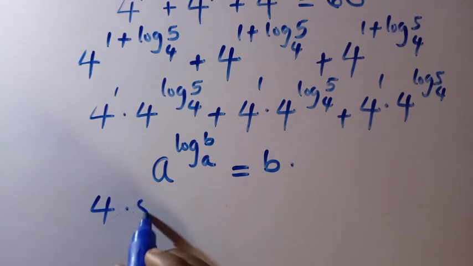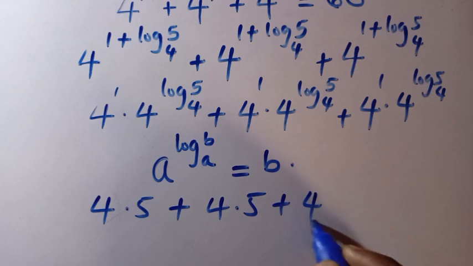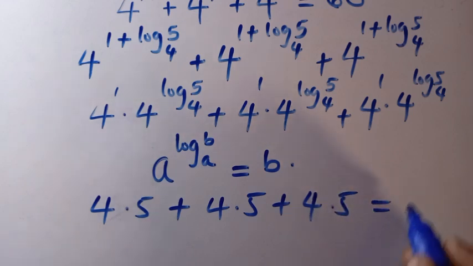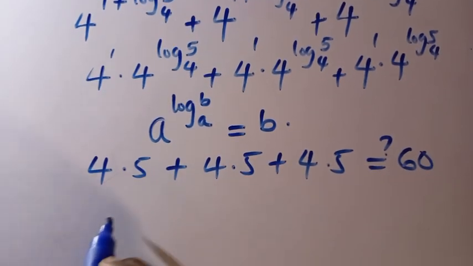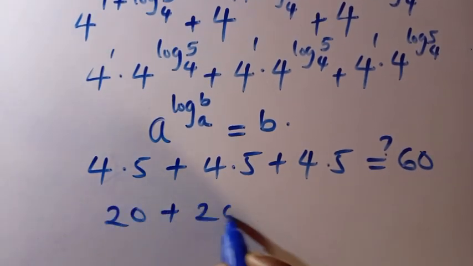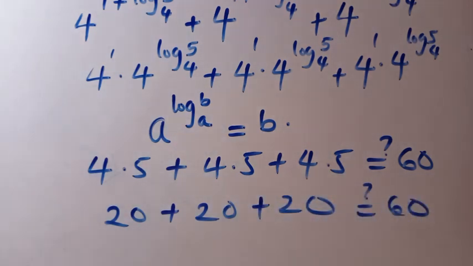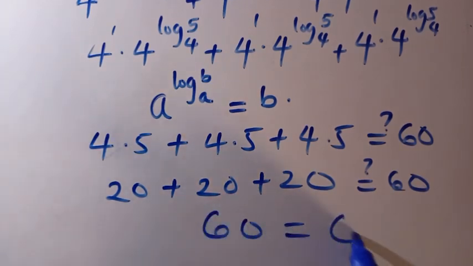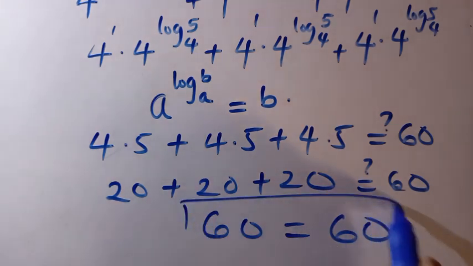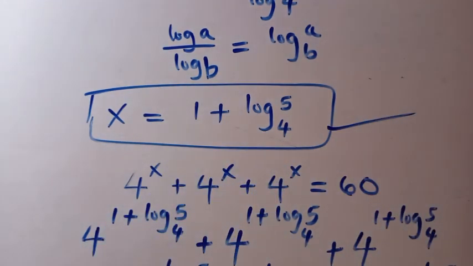As we multiply 4 by 5, plus 4 multiplied by 5, plus 4 multiplied by 5, I want to check if this equals 60. 4 times 5 is 20, plus 20 plus 20, and this equals 60. So 60 equals 60. It shows that the left hand side equals the right hand side, and this proves that the value of x that satisfies this equation is 1 plus log 5 base 4.